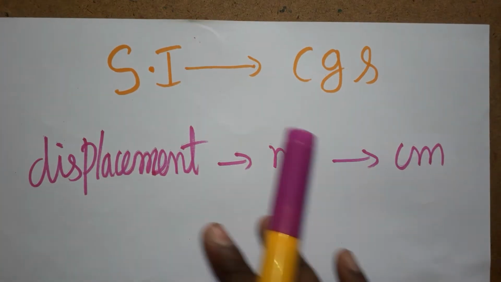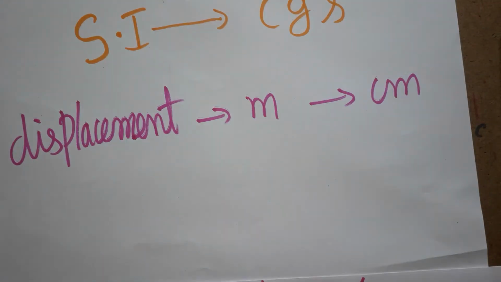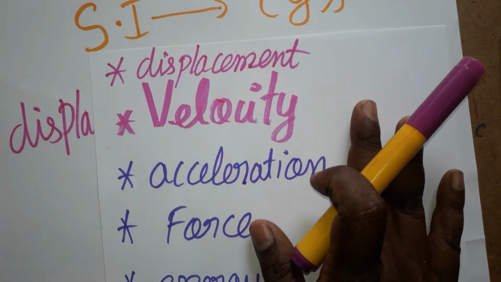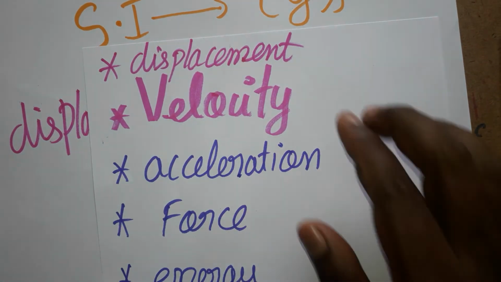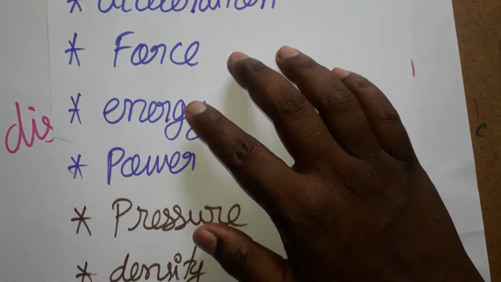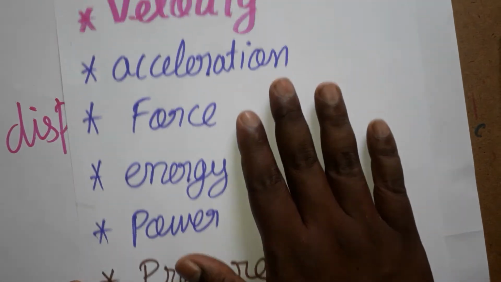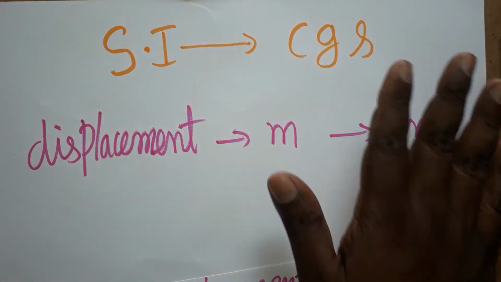And today we are going to learn how to convert SI unit to CGS system. Here we have some of the important units. I'm going to teach you how to convert from SI unit to CGS system. They are displacement, velocity, acceleration, force, energy, power, pressure, density, momentum. These are the units we are going to convert from SI unit to CGS system.